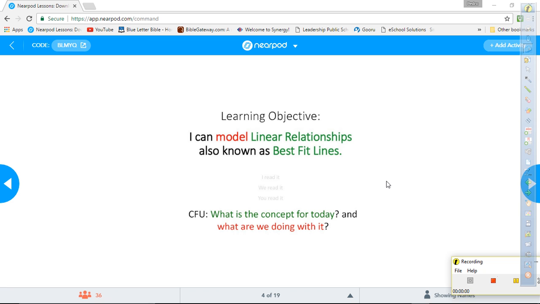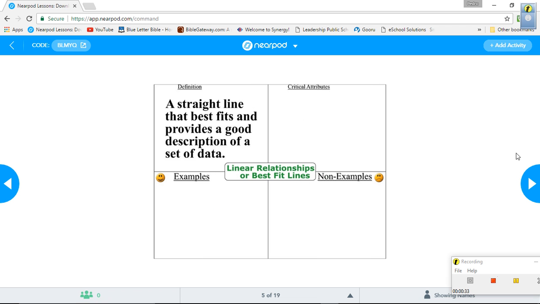Right. So in your FAIR model, you can write linear relationships, and underneath that, write best fit lines. So whenever you hear best fit lines or linear relationships, we're talking about the same thing. All right. So in your FAIR model, what are best fit lines? I'm going to forward your screen. I'm going to leave the objective up here in case some of you are not finished copying.